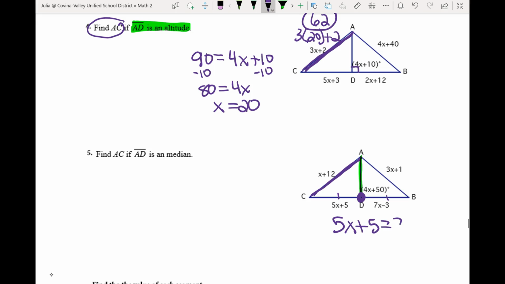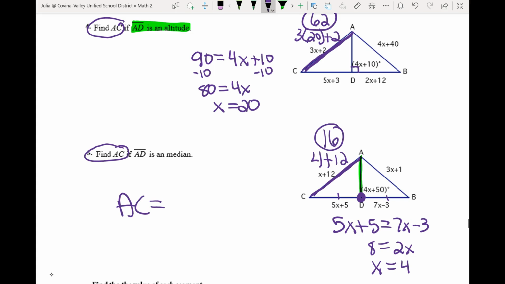5x plus 5 equals 7x minus 3. Subtracting 5x from both sides, we get 2x. Adding 3 to both sides, we get 8. And x equals 4. All right, that's not the answer. Find AC. 16. 4 plus 12, 16. Okay, so from now on, you're going to be using the clues that you know and using that in a problem to solve for X, find the missing piece, all of that stuff.